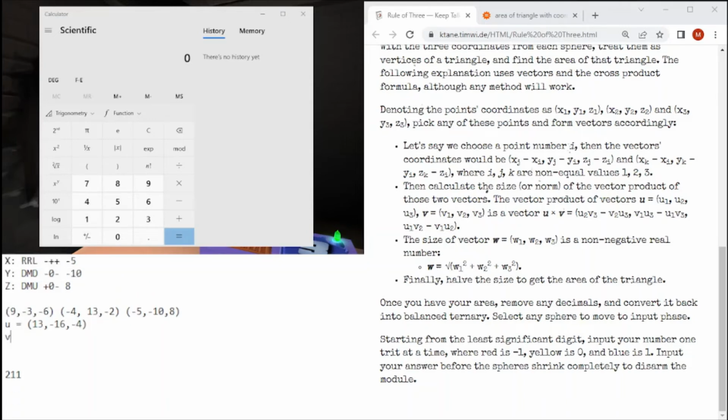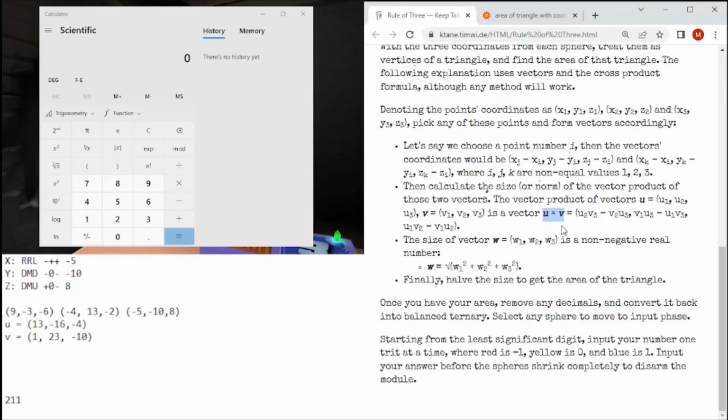Similar thing we can do with our second set of points. So we'll take the yellow minus the blue over here, -4 minus -5, that becomes +1, 13 minus -10, that becomes 23, and then -2 minus 8, that becomes -10. So these are our 2 vectors, u and v. And now we get to do some magic. We get to take the cross product of 2 vectors, or the vector product, u cross v.